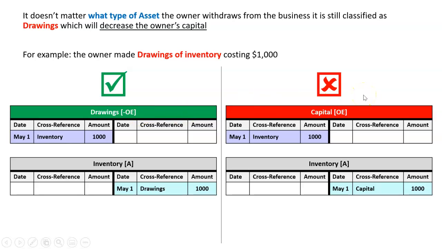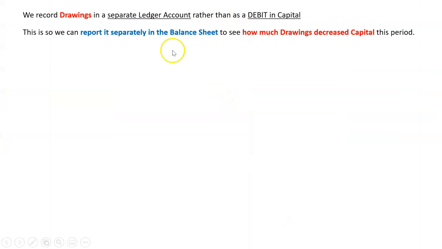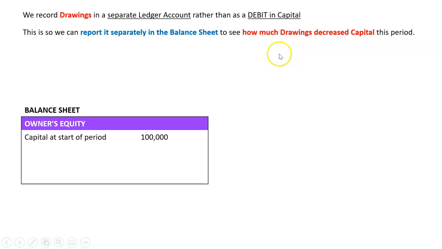Why is this one on the left the correct one and this one on the right the wrong one? Well, we don't want to do a debit to capital, and the reason is because we want to keep them separate rather than as a debit to capital. We want to have a separate ledger just for drawings, and that's so we can see how much drawings decrease capital this period.